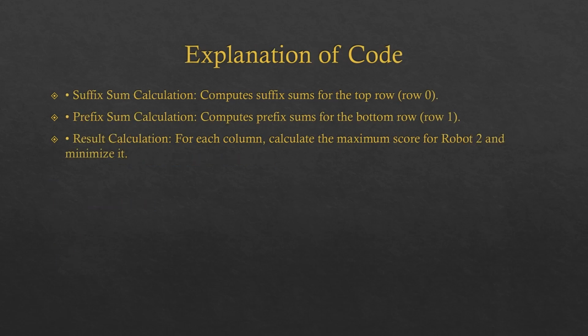Let's break down the code. First, the suffix and prefix sums help us efficiently calculate the remaining score for robot 2 after each possible switch point. The goal is to compute the minimum of the maximum scores robot 2 can get, ensuring robot 1 plays optimally.